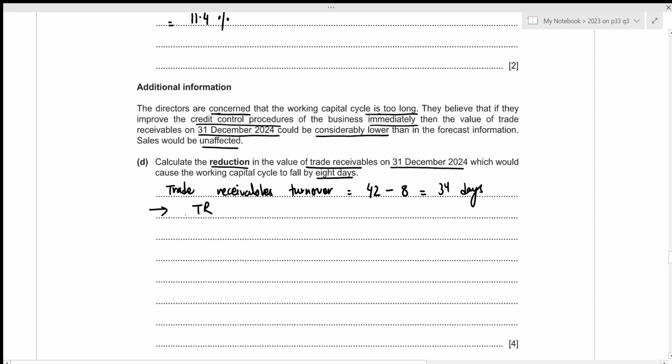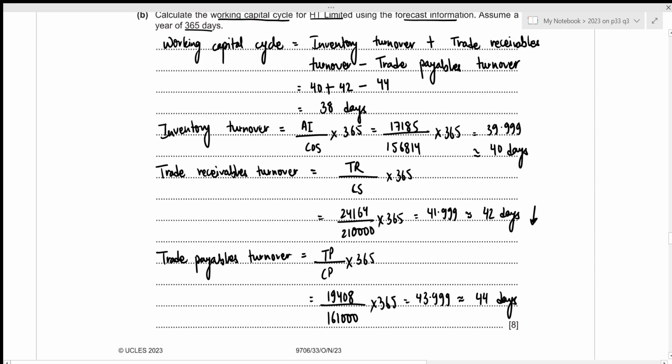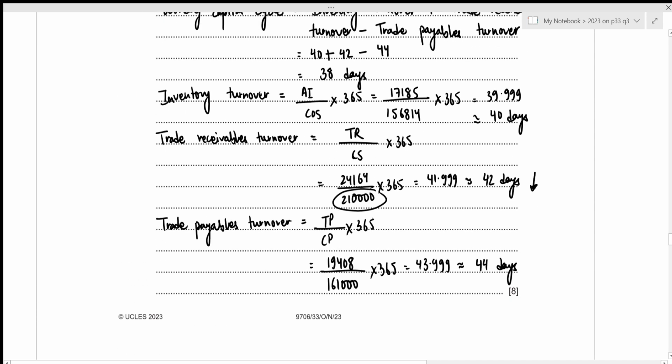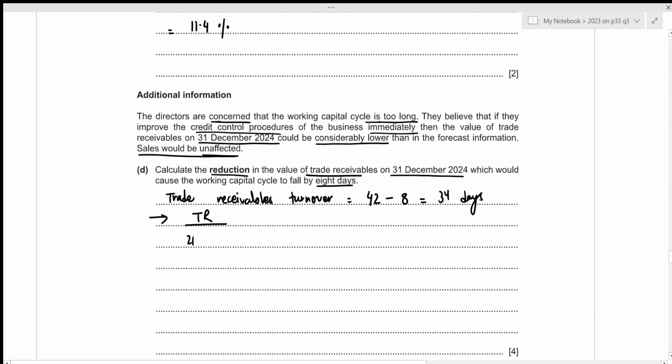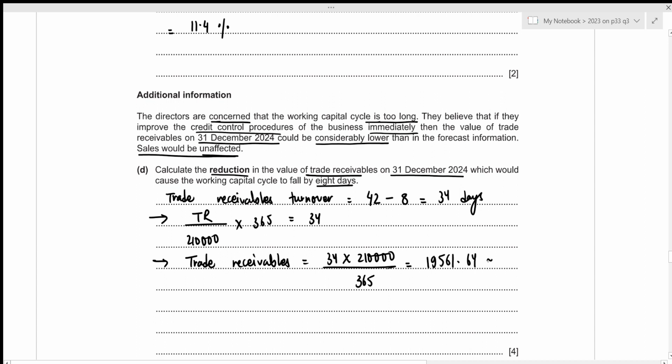So trade receivables, and we are told that sales would be unaffected. So we can just include the previous sales, which was of 210,000. We multiply it by 365. This should be equal to 34. So the required trade receivables is just going to be 34 times 210,000 divided by 365. And this results in the value of 19,561.64. We can round it off as 19,562.